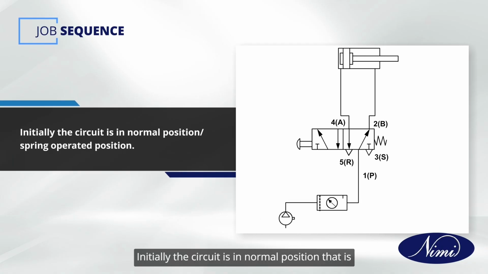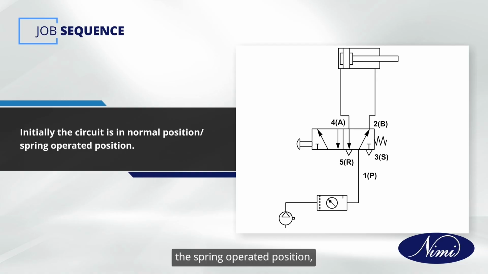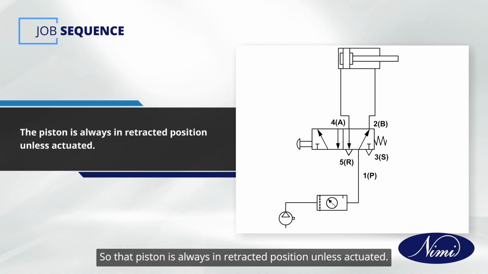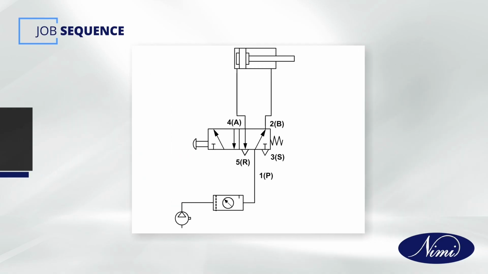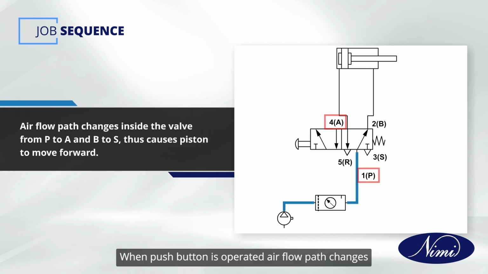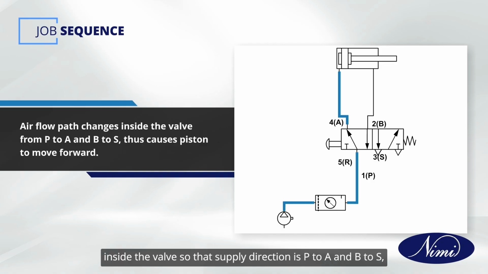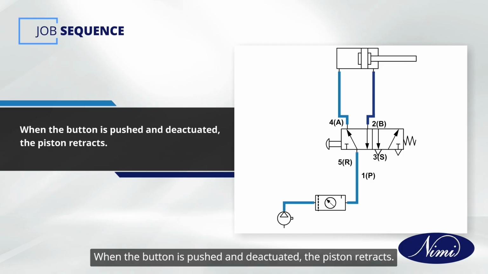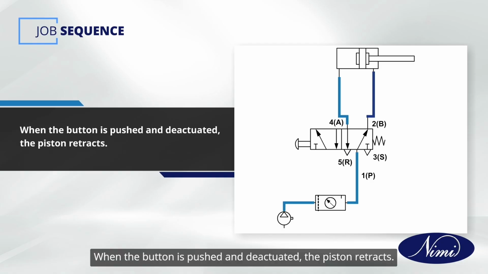Initially, the circuit is in normal position, that is, the spring-operated position. Supply direction is from P to B and A to R, so that the piston is always in retracted position unless actuated. When the push button is operated, the airflow path changes inside the valve so that supply direction is P to A and B to S, which causes the piston to move forward. When the button is released, the piston retracts.